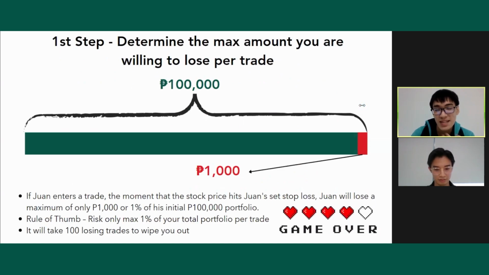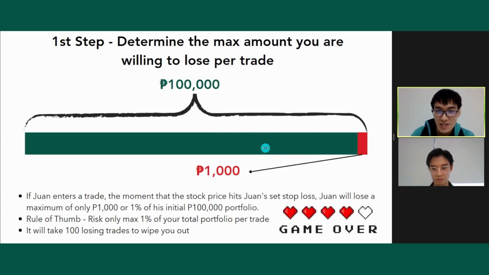Now let's begin, right? Let's go to the first step. The first step in position sizing is to first determine the max amount you want to lose per trade. Let's say si Juan has 100,000 pesos to start with. You should ask Juan, how much are you willing to lose per trade? Let's say si Juan only wants to lose 1% of his entire portfolio per trade. That would mean he's only risking 1,000 pesos. 1,000 is 1% of his whole 100,000, okay?